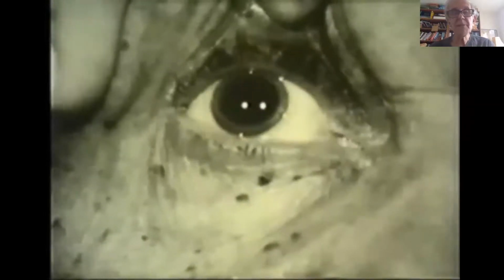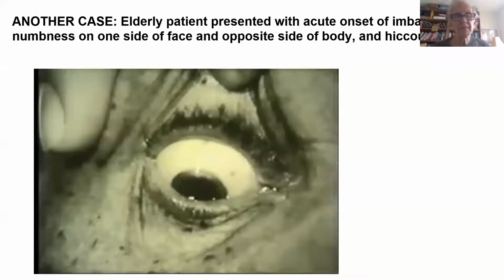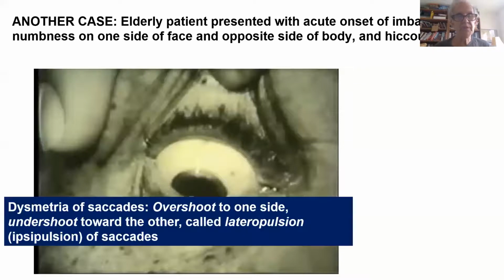Going up, same thing, goes off to the side, to the left. Trying to make a vertical saccade, you see the little corrections to the right. Same when he comes down, maybe not quite so obvious. There are the little corrections. So this is called lateral pulsion of saccades. Pupils are dilated by drops. So no matter what direction of saccade, tended to veer off to the left. Lateral pulsion of saccades.